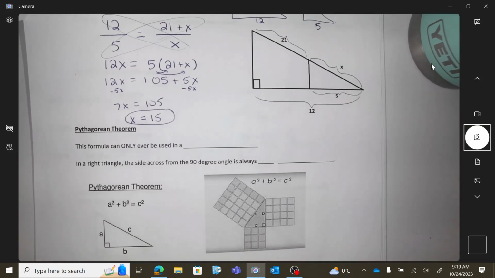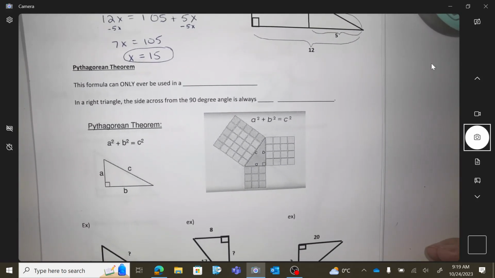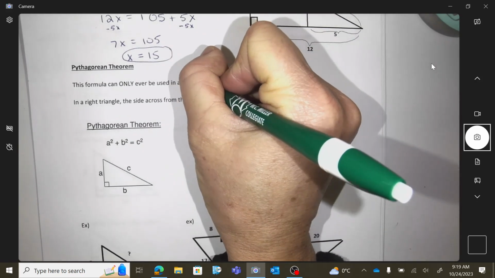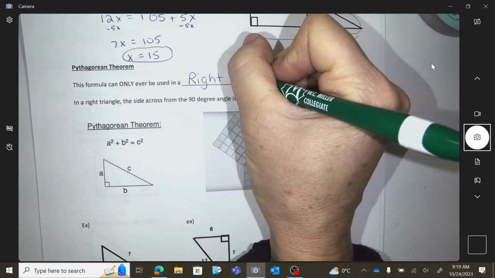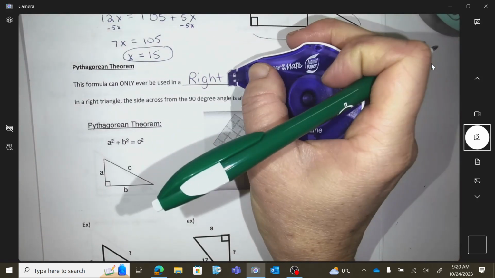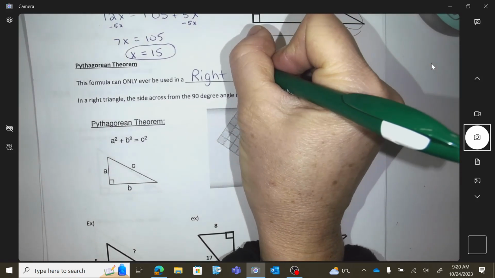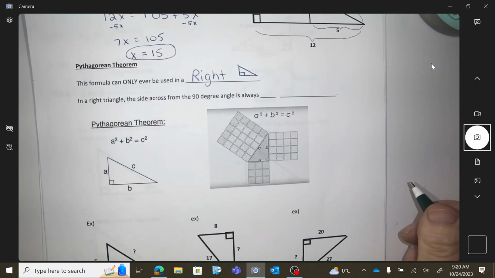Okay, so we're going to quickly do Pythagorean theorem as well today. So I think you've seen this formula somewhere, correct me? Yes, somewhere you've done it. Okay, so when you use Pythagorean theorem, you can only ever use it in a right triangle. Because once you get into grade 11 and 12, you don't study right triangles anymore. And you can't use it unless it's a right triangle.